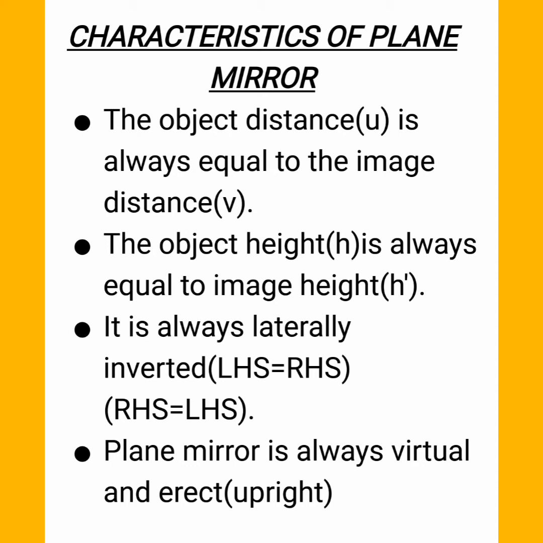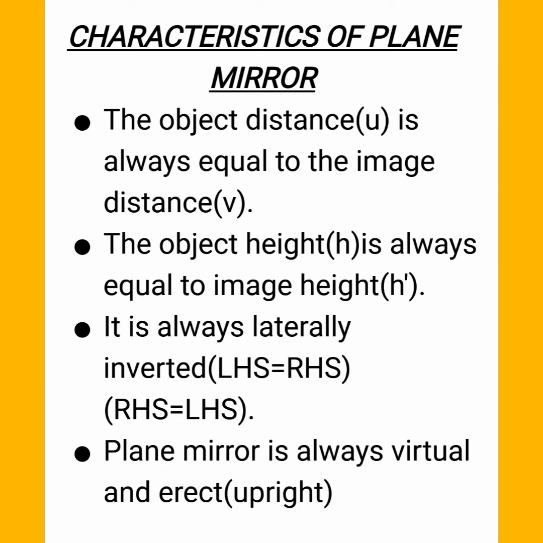Those u and v we have seen in 9th standard NCERT science book as initial velocity and final velocity. But now in 10th standard science CBSE NCERT we are going to see that u is the object distance and v is the image distance. The first point states that the object distance is always equal to the image distance, that is u is always equal to v. The second property or characteristic is the object height is always equal to the image height.